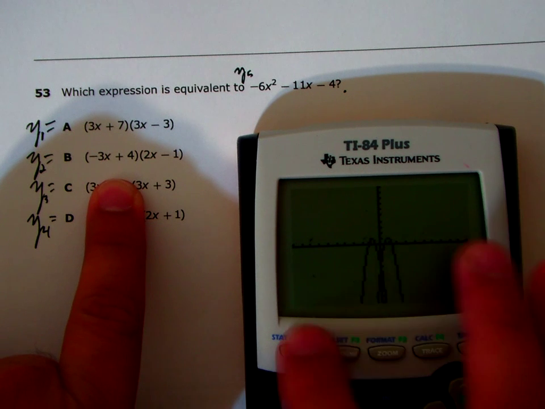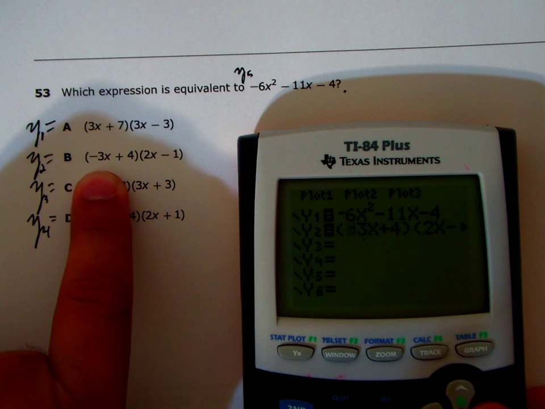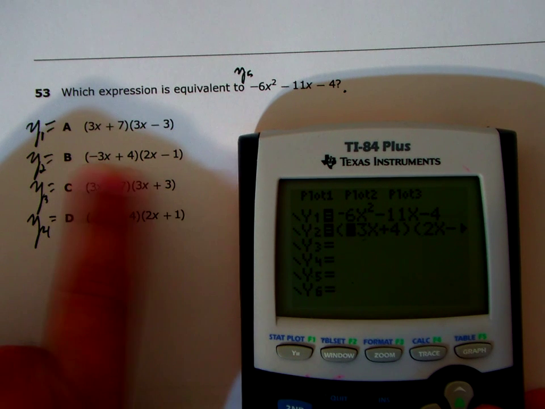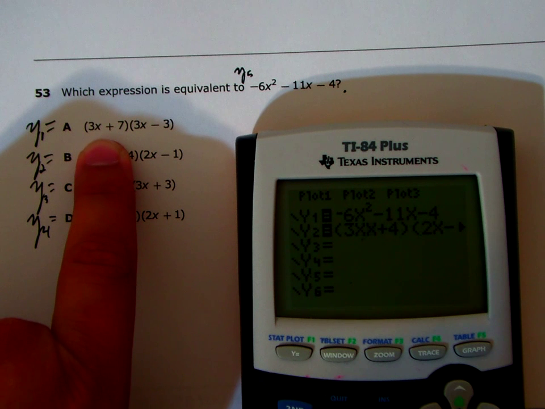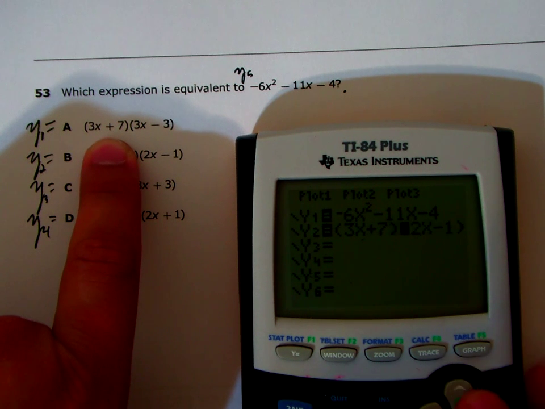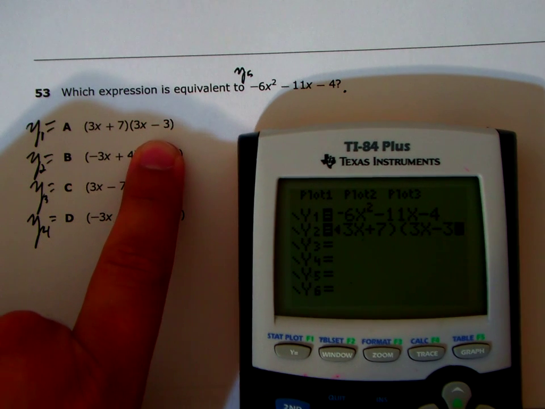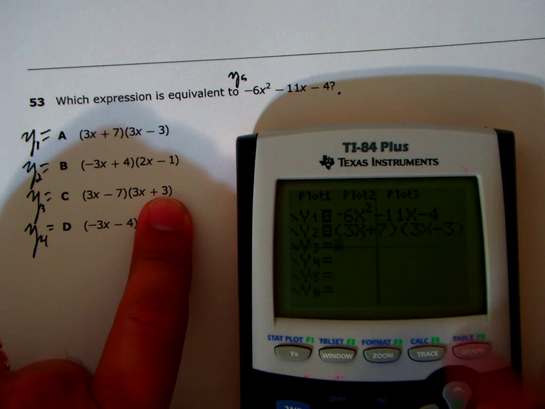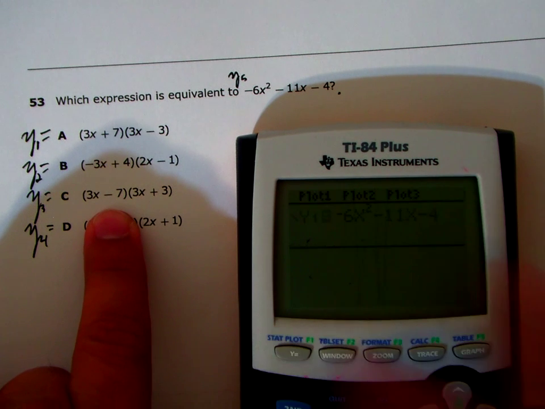So let's try the next one. Oh, oops, that was B. My bad. Try A. 3x plus 7. What else? 3x minus 3. So this is A, right? Let's see if these look alike. Let's graph them. That's one of them, the first one. The other one's like this, so they don't look alike, right? They're two different graphs.